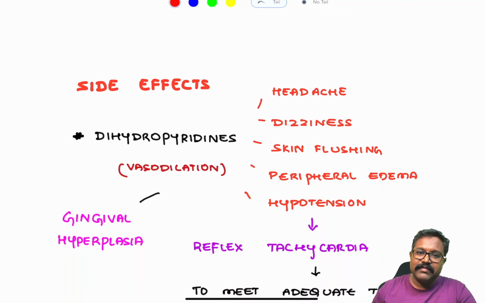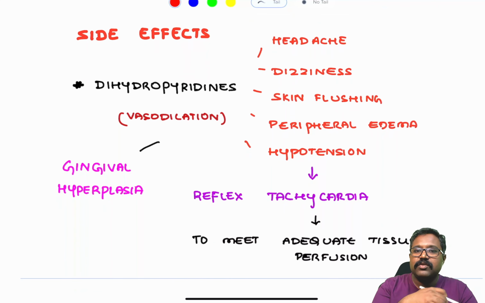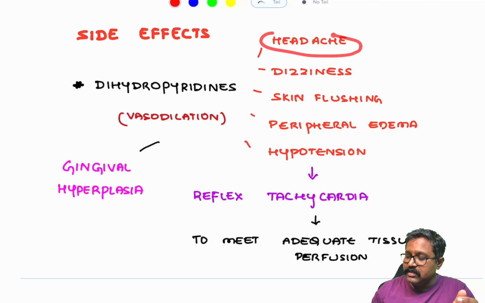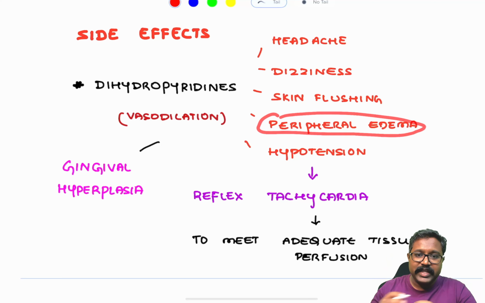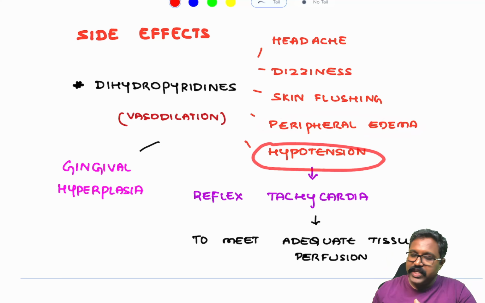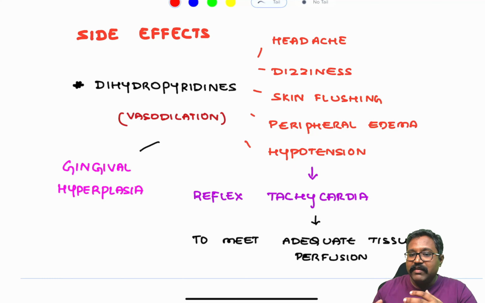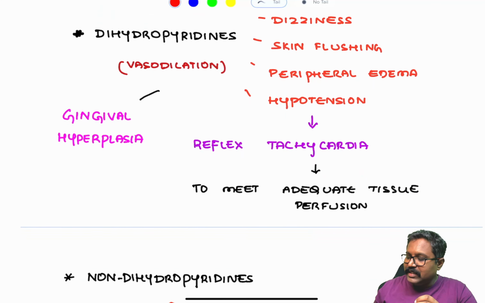So next, coming to the side effects profile. Dihydropyridines, as you know, are the most potent vasodilators. Whenever there is vasodilation, what happens? The blood vessels will be dilated and there will be more blood supply. There is peripheral pooling, which will cause headache, dizziness, and skin flushing because of the excess blood supply. There can be peripheral edema and also hypotension. Because of the hypotension, the body will respond with reflex tachycardia, which occurs mainly to meet adequate tissue perfusion.